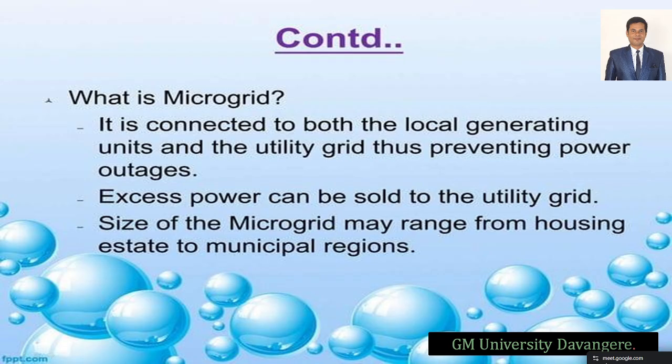Size of the microgrids may range from the housing estate to municipal regions. That is, it can be rural, you can make a microgrid in one village, or one five-six apartments make a microgrid, okay? You take one hospital or school, colleges, and banks, you make it a microgrid, right? It depends upon the range, right? So that is what the range from, as I told earlier, from the kilowatt to the megawatt, okay? So that is called the range for the microgrids.